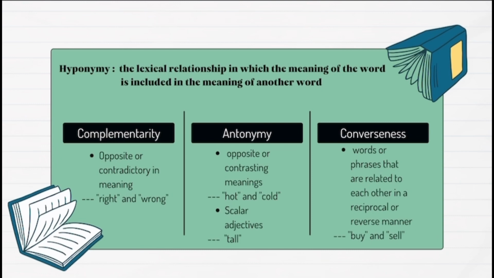Scalar adjectives are a type of adjective. They are often used to compare things or to express degrees of intensity. For example, the word tall is a scalar adjective because it can be used to describe the height of a person or object on a scale from short to tall.